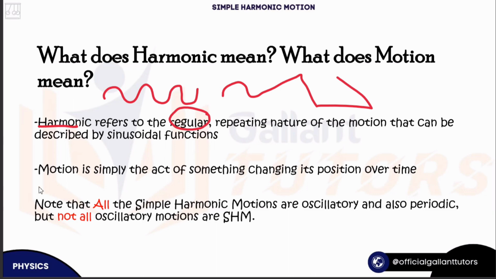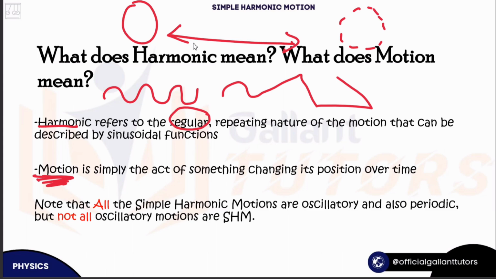Now, what does motion really mean? Motion is simply the act of something changing its position over time. If I have a ball here, and after a period of time I find the ball at this position, what has changed? The distance has been altered, and the position has also been altered with respect to time. I got it. In this kind of scenario, we say that motion has been accomplished, right? The motion has been registered.